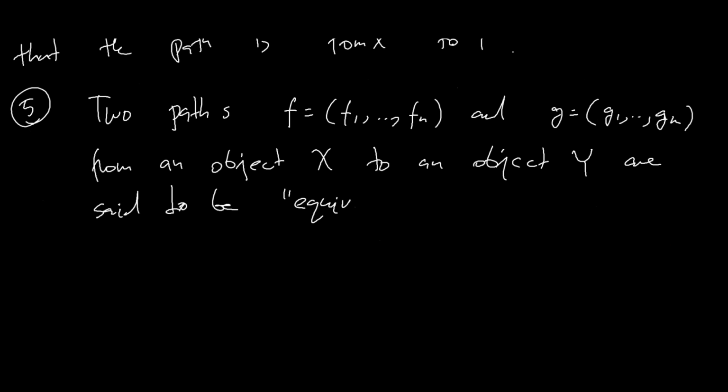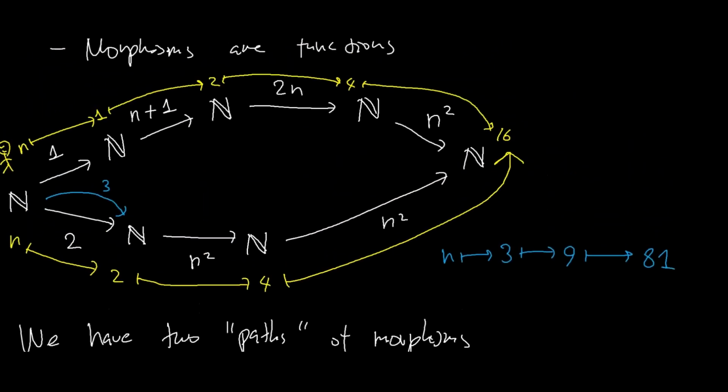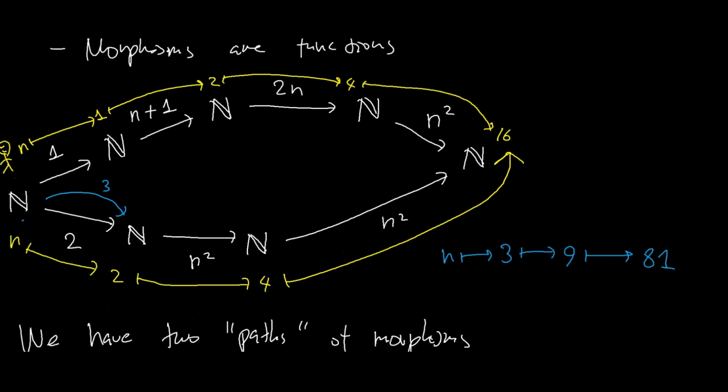equivalent when they yield the same outcome. Going back here, we observed that this path and this one did give us the same outcome. In both cases, we were mapping all the numbers into number 16. So they both give the same end result. And that's exactly what we will call equivalence. So what we observed previously was that this path of morphisms is equivalent to this path of morphisms.